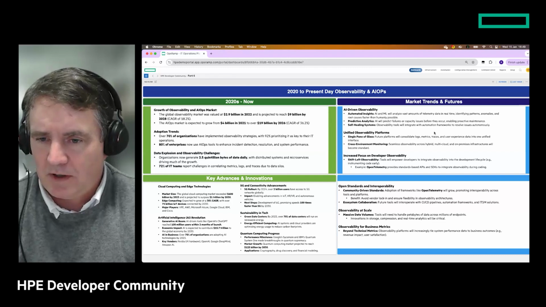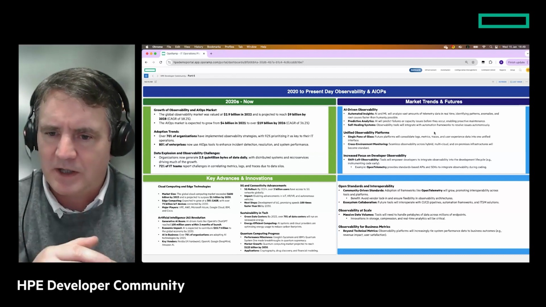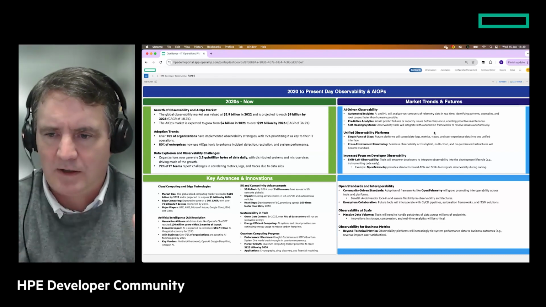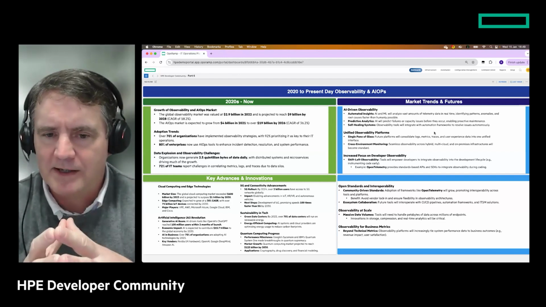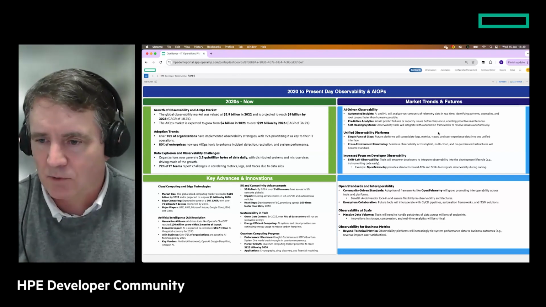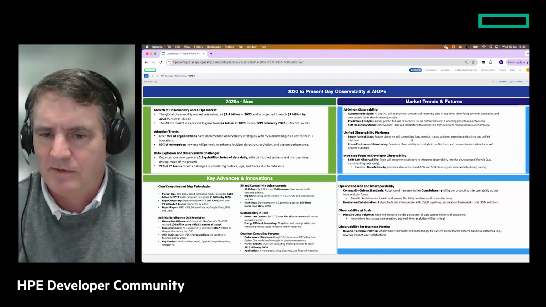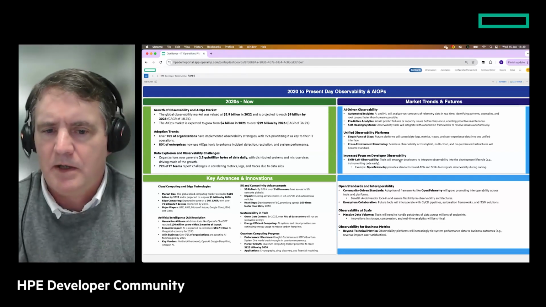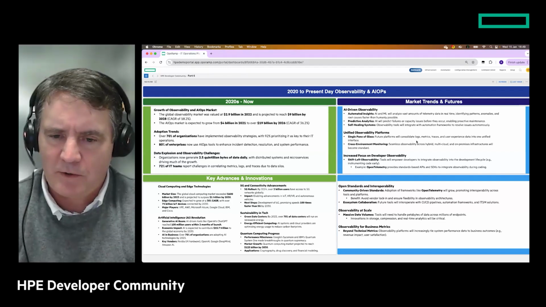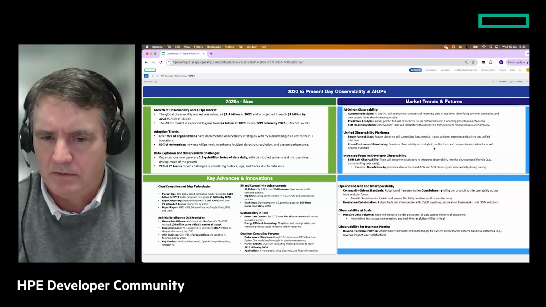Cross environment monitoring, having a single platform that manages hybrid cloud, multi-cloud, on-premise. It says the future trend is it will become standard. That again is available to you today. Right. So, increasing focus on developer observability.